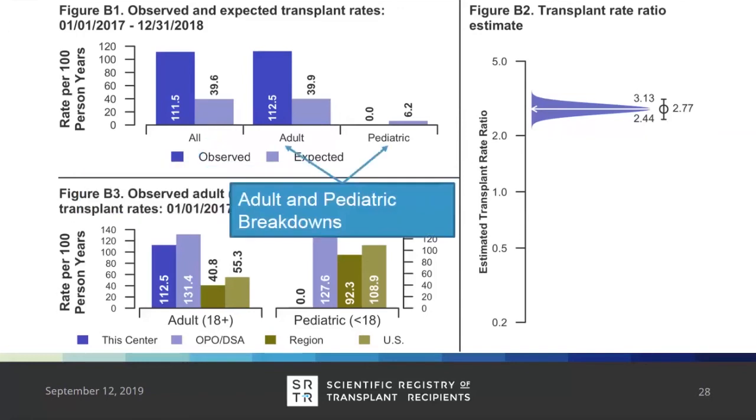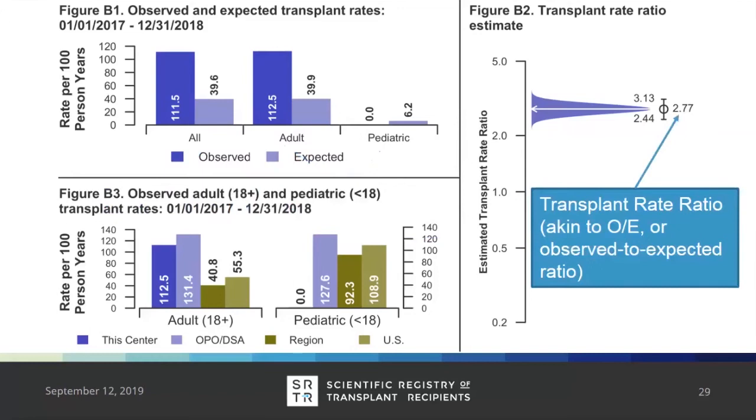We split those rates up into adult and pediatric transplant rates as well. If your program has both programs, you would see a split there, the adult and pediatric split. And then we convert this transplant rate ratio and present this as a bell-shaped curve here showing the likely location of your program's transplant rate ratio. In this case, this is somewhat like dividing the 111.5 by the 39.6 over on the left. It's the observed to expected ratio, if you will. And so in this case, we get 2.77 as our estimate for this program.